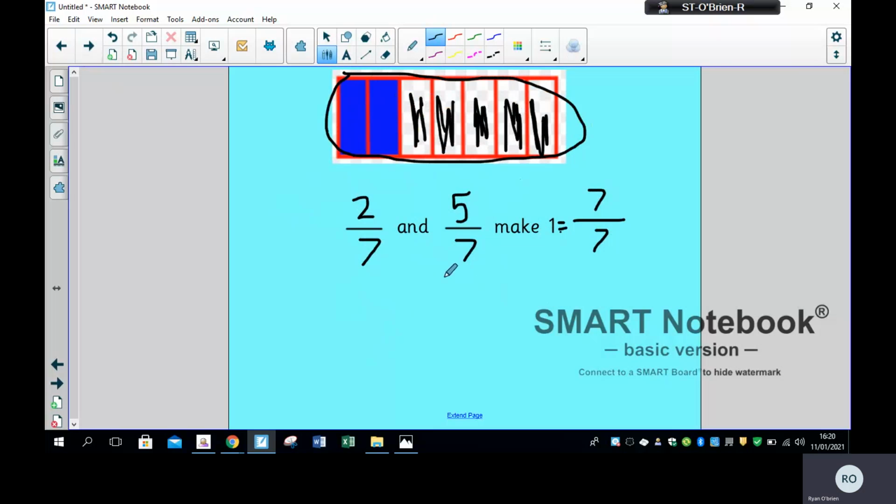So that's what you're going to be doing first. You're going to be looking at a shape, and it could be a different fraction, with different parts. You need to work out the initial fraction, the original fraction, and see how many more you need to make the whole. Use the pictures to help you.